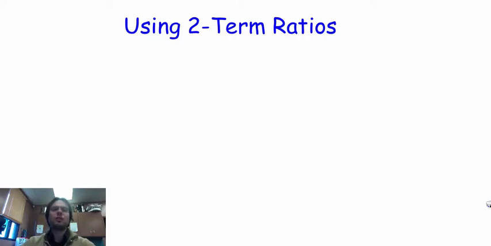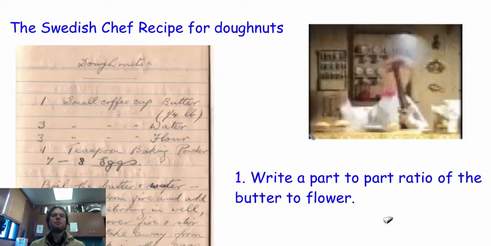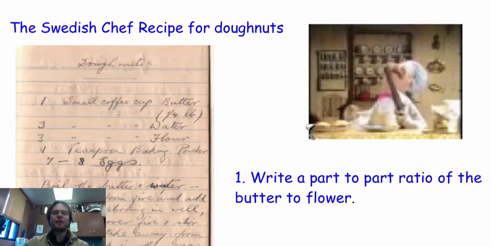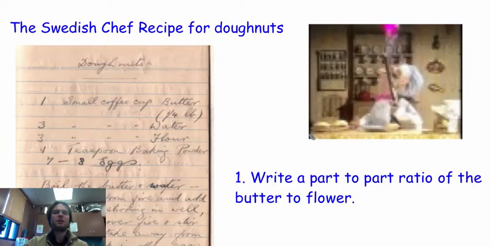We're only going to look at two-term ratios today and how ratios can help us solve word problems. So my first question here is about making donuts. I have a little video for you to show you how the Swedish chef makes his final steps of donuts.